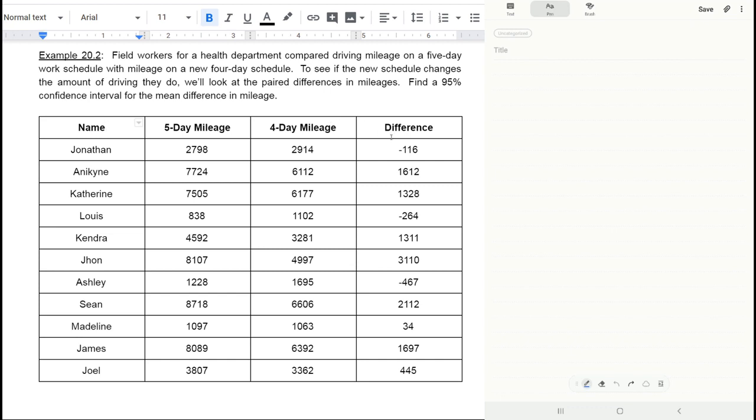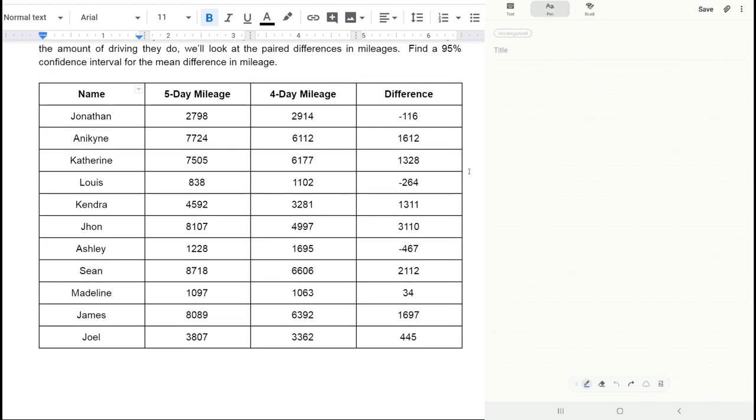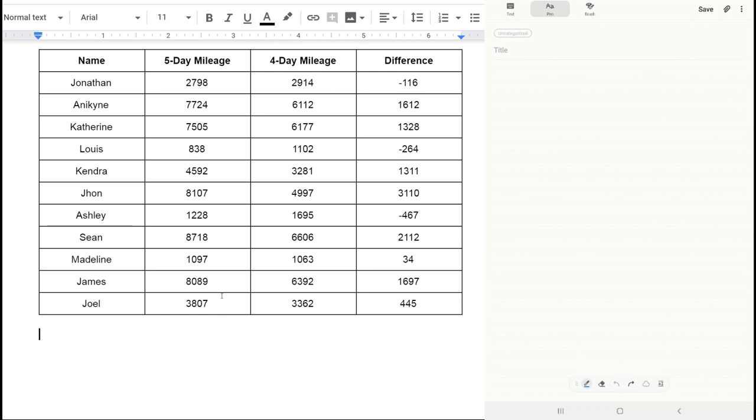So now let's go ahead and calculate our confidence interval. The first thing we'll do is check the assumptions and conditions for using the paired t interval. The first condition is the paired data condition. We must have paired data for using the paired t interval. So we have paired data since we have the 5-day and 4-day mileage from the same driver. These data are paired since they come from the same driver.